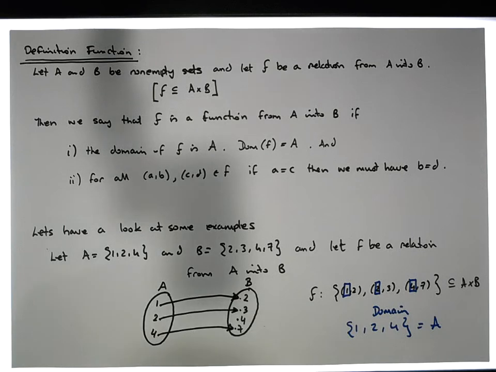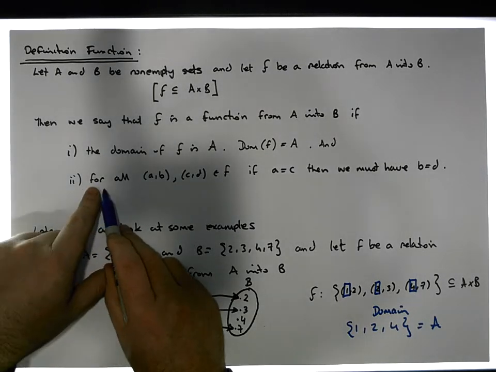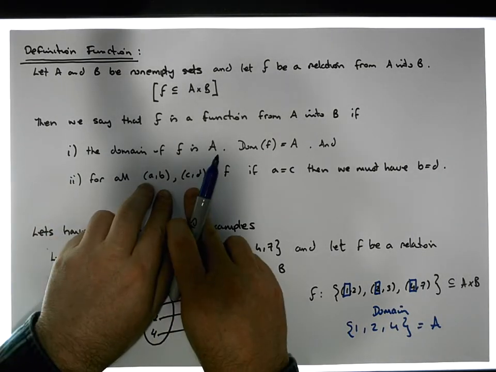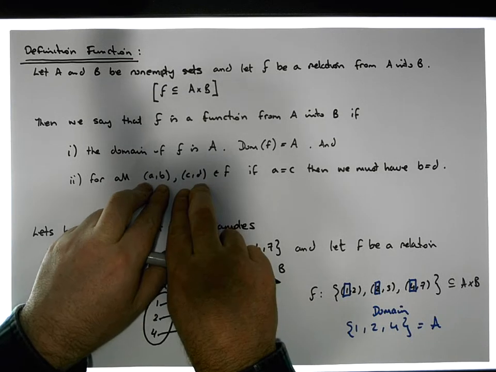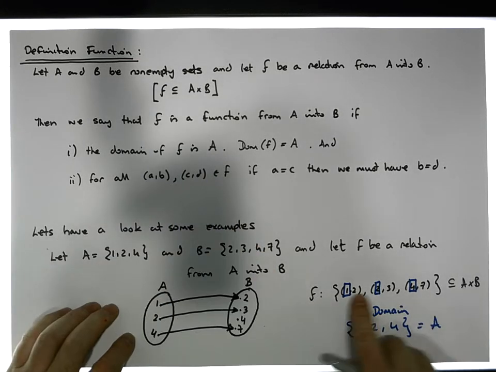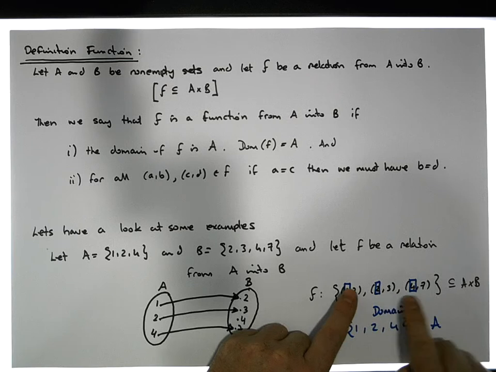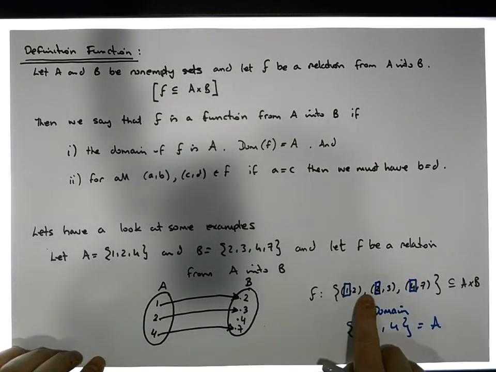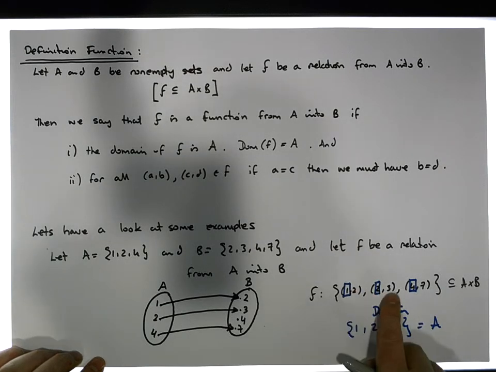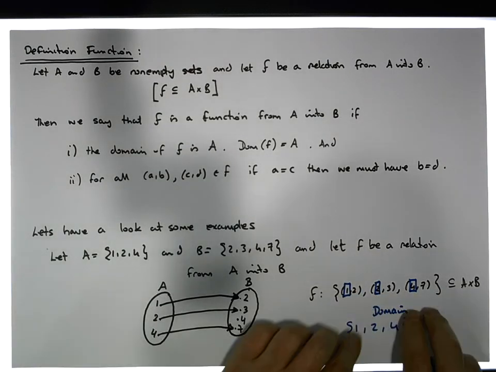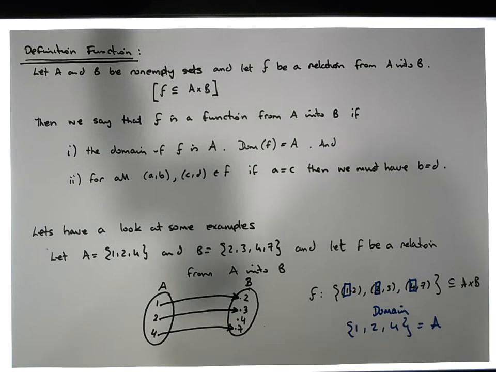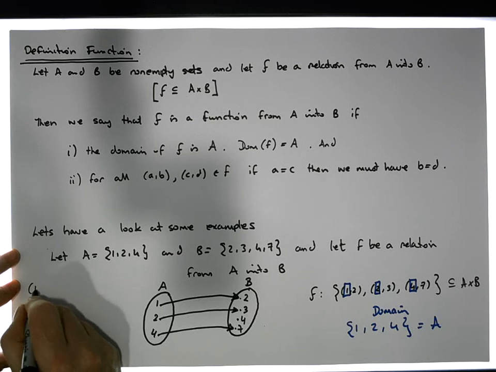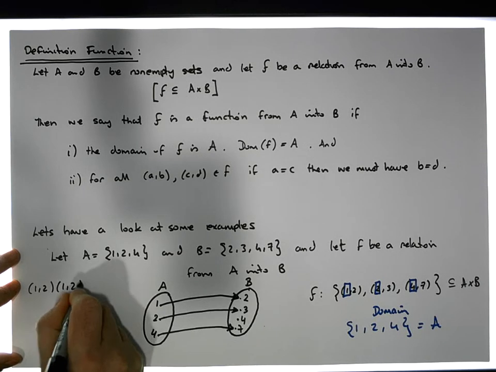Now, the next condition says that for all ordered pairs in F, when I take any two of them, if the first value in the first ordered pair I choose is the same as the first value in the second one, and you can actually see that no ordered pairs, well, I suppose I could select one with 2 and one with 2, if that makes sense.